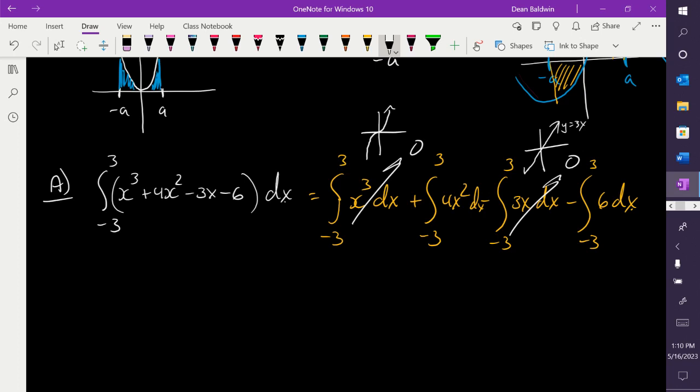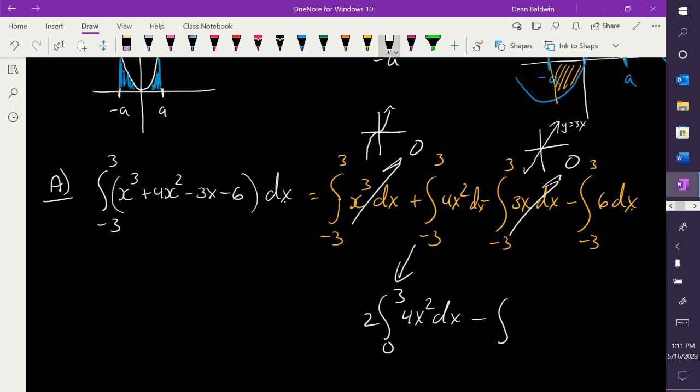All right. So now we have 4x squared and 6. 4x squared is a what? It's an even function because it's a parabola, right? So we can simplify that integral and go 0 to 3, 2 times that, 4x squared dx, minus the integral. Now, y is equal to 6. Do we know what that graph looks like? It's a horizontal line, right?